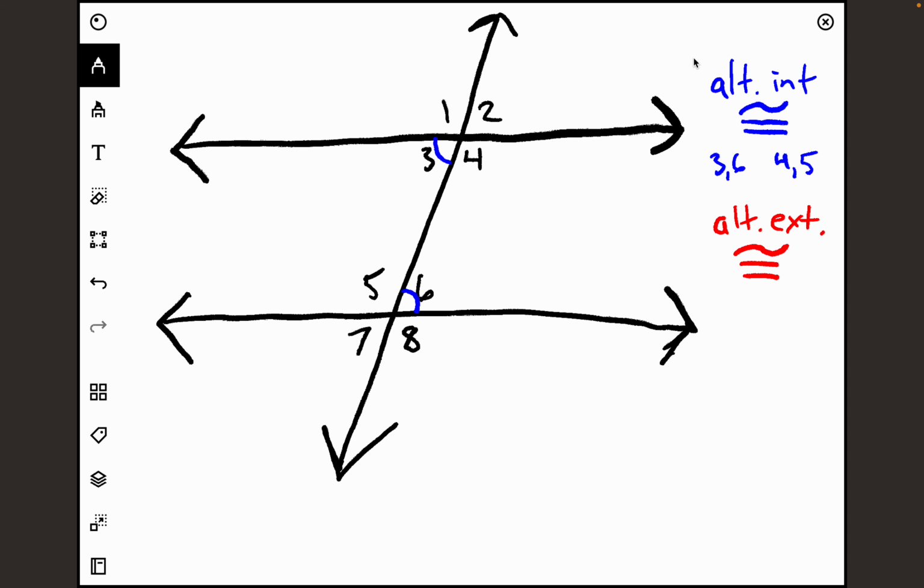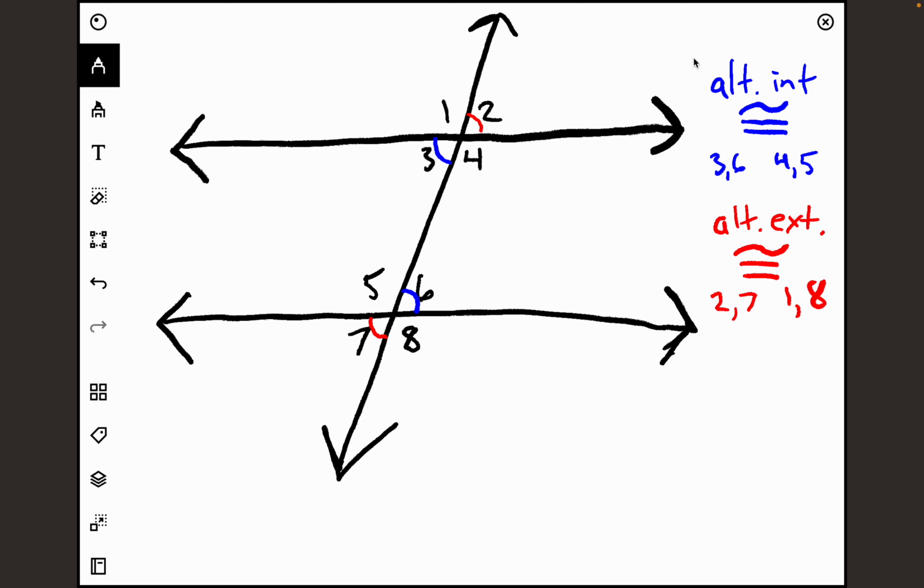All right. Just like Julian said, an example of alternate exterior would be angle 2 and angle 7. Okay? So if angle 2 is 60 degrees, what do we think angle 7 is going to be? 60 degrees. Yep. It's that easy. So we have 2 and 7. Who thinks they know what the other example of alternate exterior is? Yeah, 1 and 8. Perfect. Okay. Those are our alternate exterior.